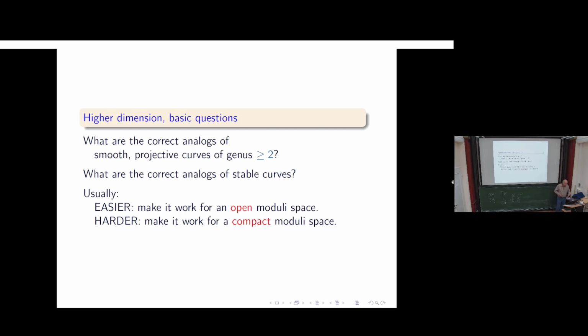And we will see it is easier to make it work for the open part, as we have seen, with geometric invariant theory this was done. But it will be harder to make it work for what happens at the boundary.